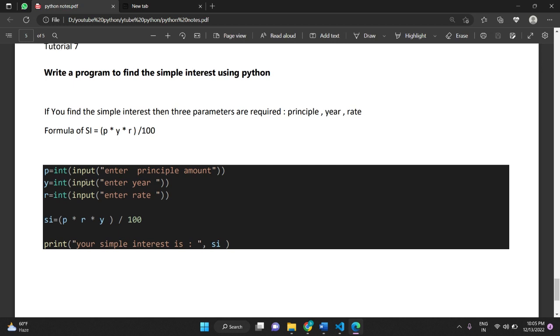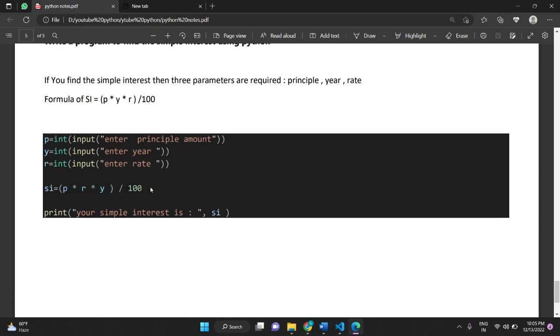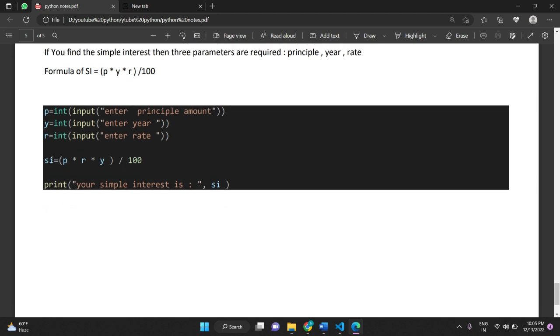This is the enter principal amount prompt. It takes the principal amount from the user. Then it stores the year from the user, and the rate that the user enters. When you calculate with the help of the formula, the result is stored in the SI variable, and it is very simple to print it. It gives the simple interest of any amount. Here I use the input function to take the input from the user.